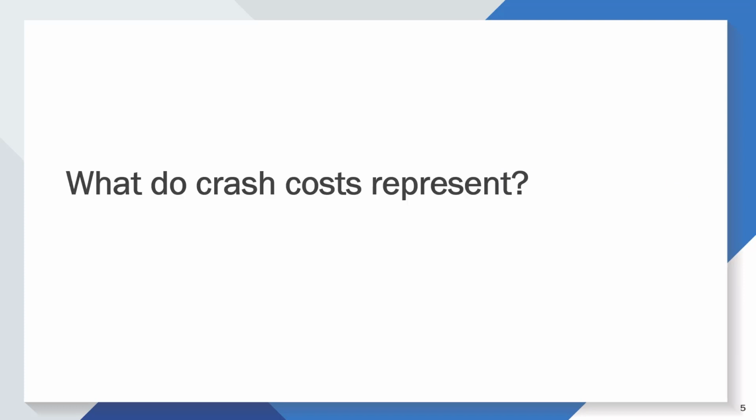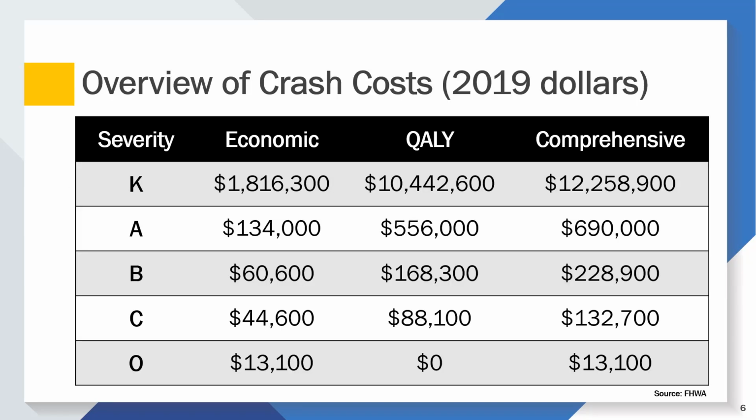This section presents an overview of crash costs and their various components. Traffic crashes can kill road users. Others may sustain non-fatal injuries or incur property damage as a result. Crash costs capture the effects of traffic crashes on society in monetary terms. This slide shows national crash costs in terms of 2019 dollars.